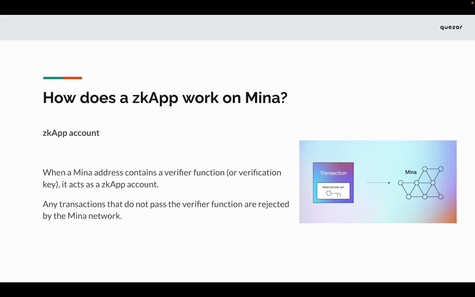If a Mina address on the blockchain contains a verifier function, or sometimes also called a verification key, then that Mina address becomes a zkApp account on the Mina network. Any transactions that do not satisfy the requirements and hence do not pass the verifier function are rejected by the Mina network, and those transactions are not allowed to update the state of accounts on the Mina network.